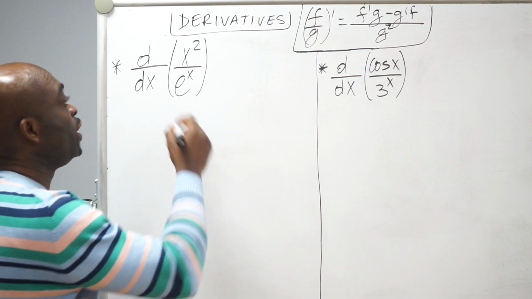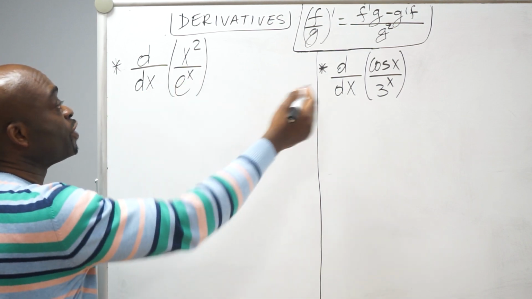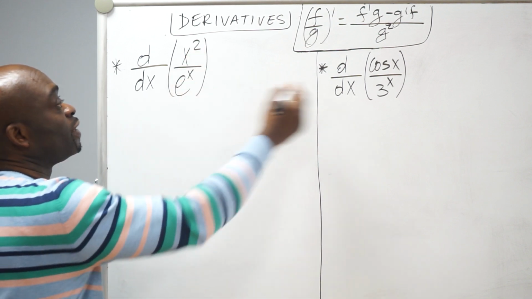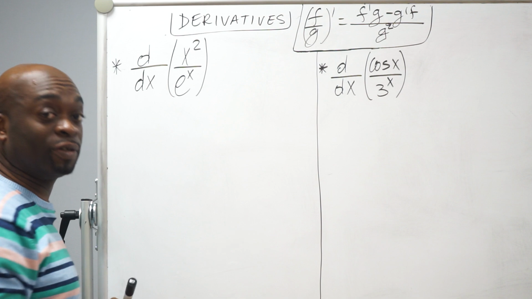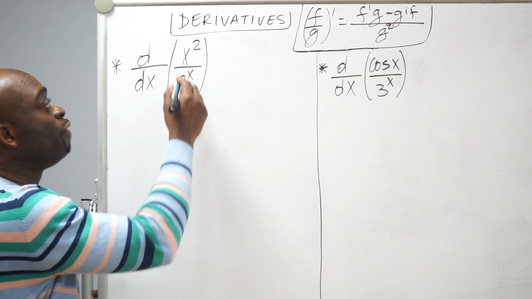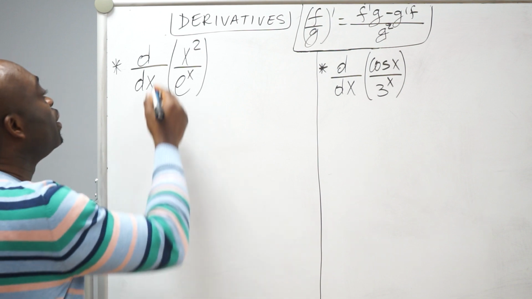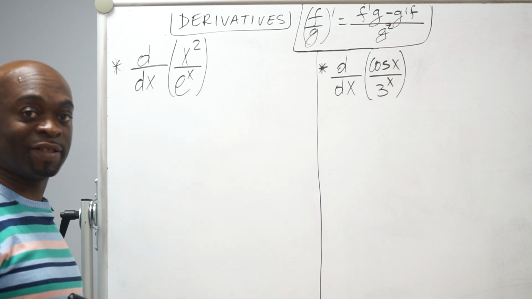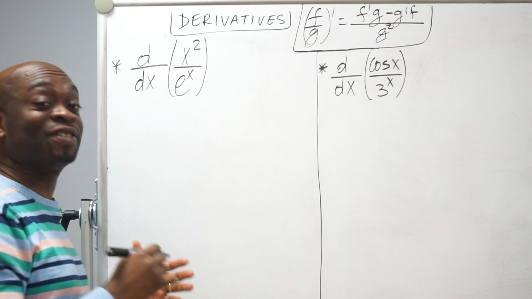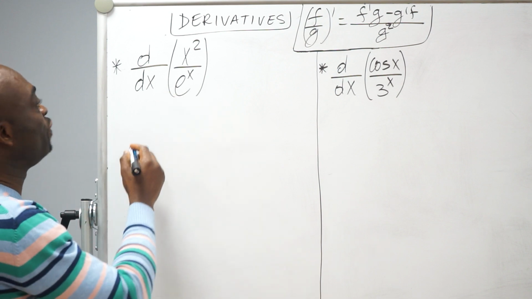All right, guys, so we have to find the derivatives of these two functions, one after the other. These are fractions, so these are rational expressions. The first one is to find the derivative of x squared over exponential x with respect to x. With respect to x means that x is the main character. That's what it means, okay? So let's go with it.